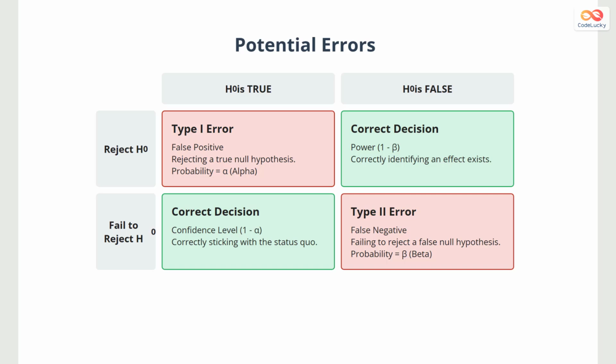No statistical test is perfect, and errors can happen. A type 1 error, or false positive, occurs when we reject a true null hypothesis. It is like convicting an innocent person. A type 2 error, or false negative, happens when we fail to reject a false null hypothesis. This is like letting a guilty person go free. We try to balance these risks when designing our test.